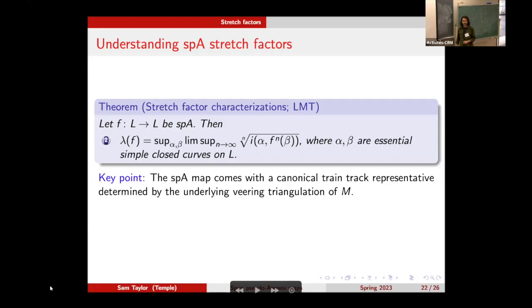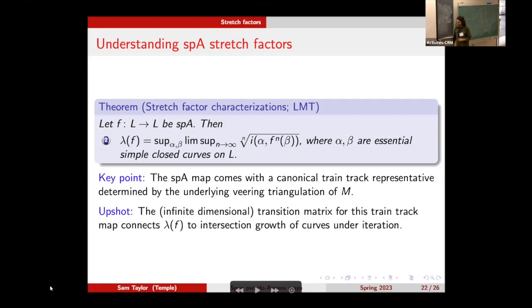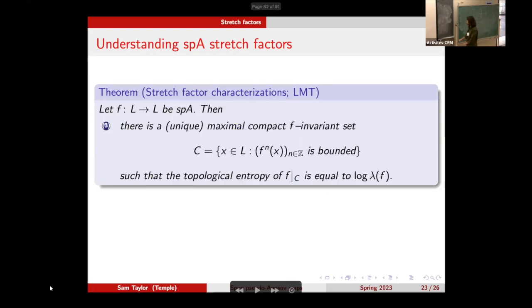And once one has these canonical train track representatives, then morally one's dealing with an infinite dimensional transition matrix for this train track. But because of the N-periodic nature, most of what's happening is junk, and one can focus on some finite transition matrix whose spectral radius is the growth rate, just like in the finite type setting.